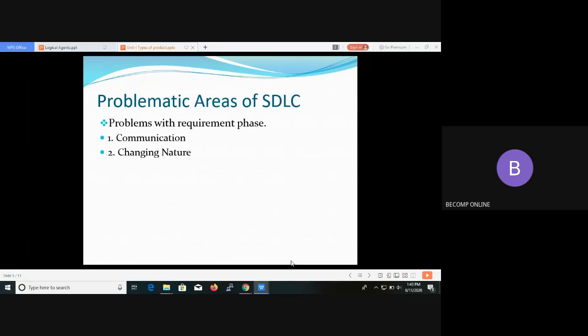In the requirement phase, what happened? In the requirement phase itself, what we have to collect is the requirements. This is a very important phase of SDLC, because if there is no requirement, then how can we build our product? This is a very important phase which has the highest probability of introducing defects. So the first is the communication.